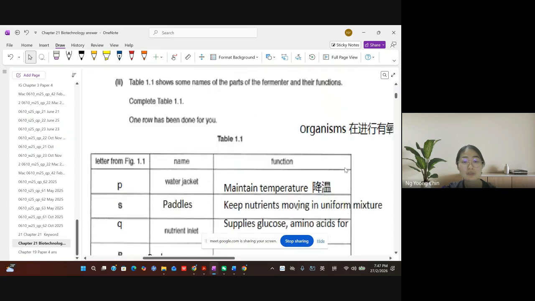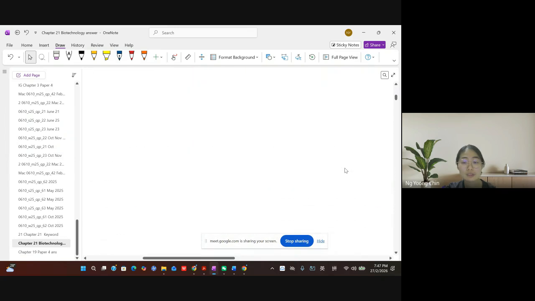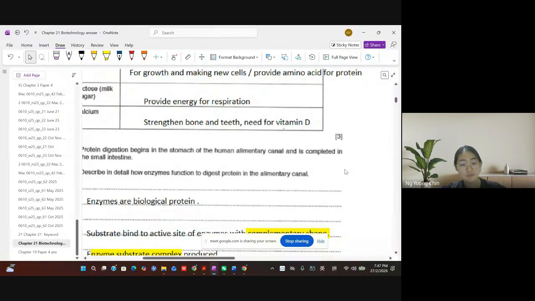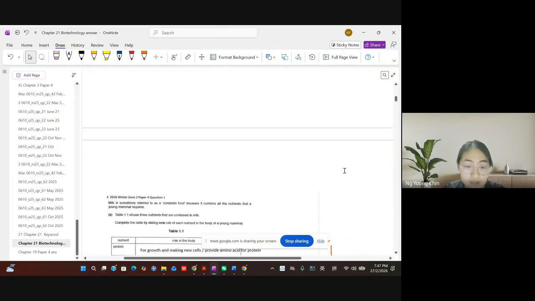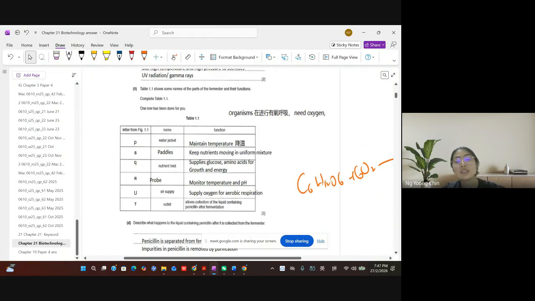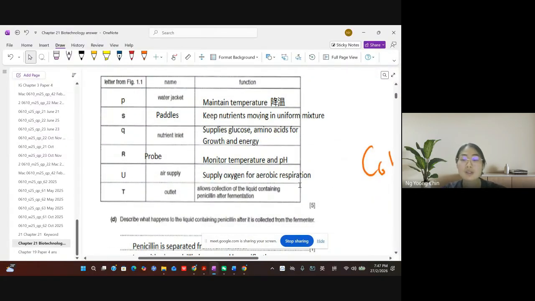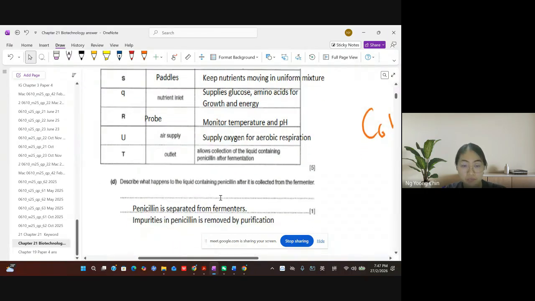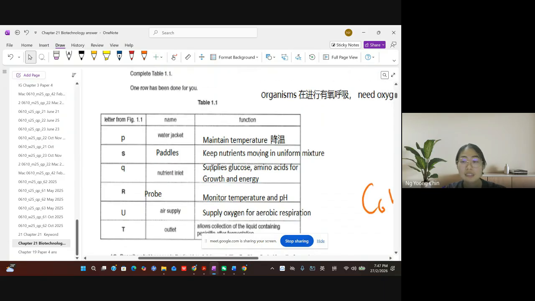Yeah, so T is the outlet, right? Okay, so it allows the collection of all the liquid containing penicillin after fermentation. Yeah, so here's the answer.